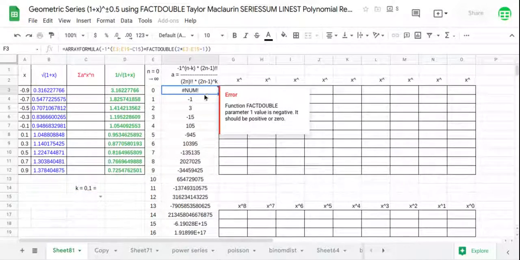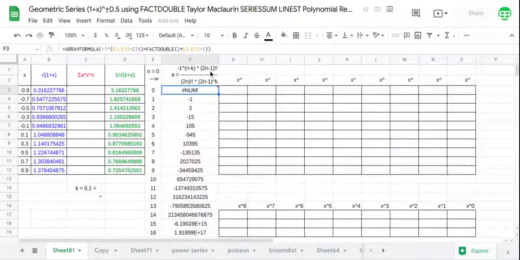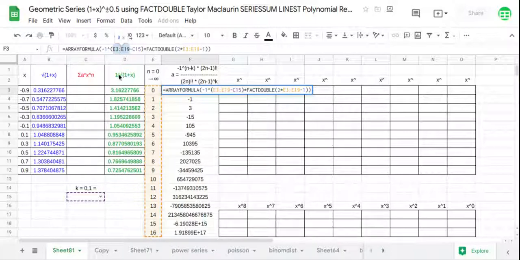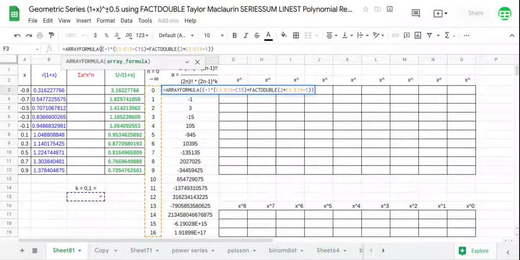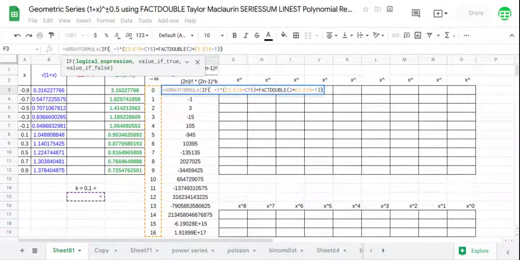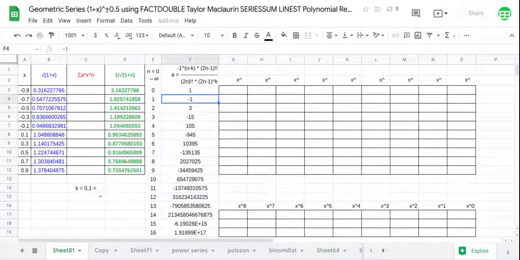You correct this. So double factorial of 0 should be 1. So to do that, if n equals 0, then 1. Otherwise, calculate. Now it's corrected. We continue with the denominator.